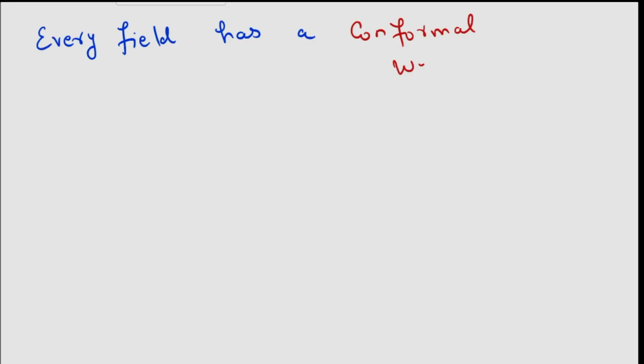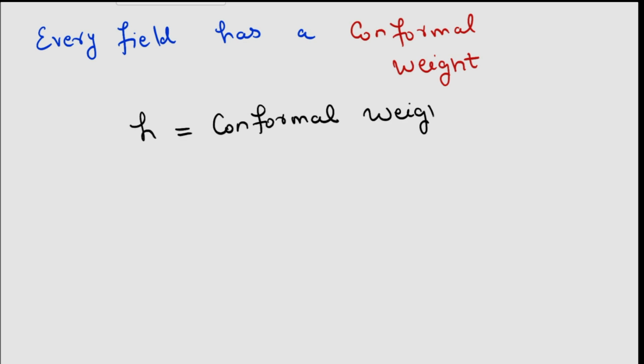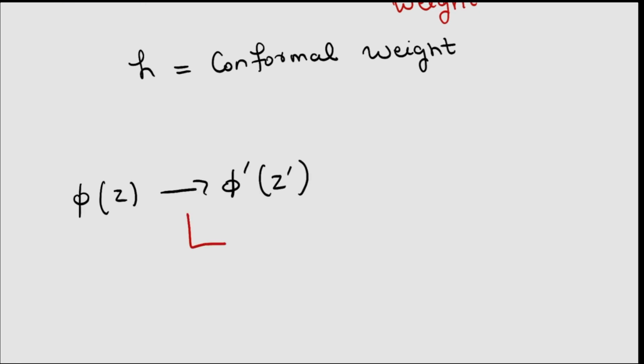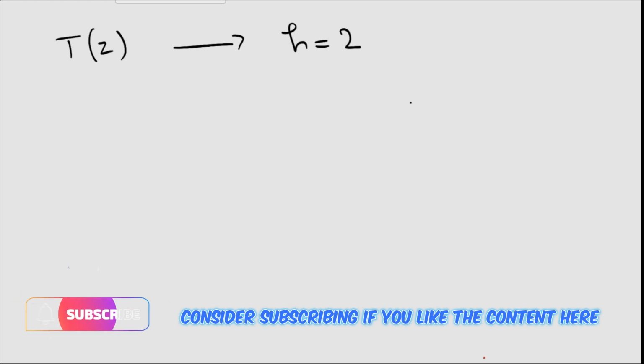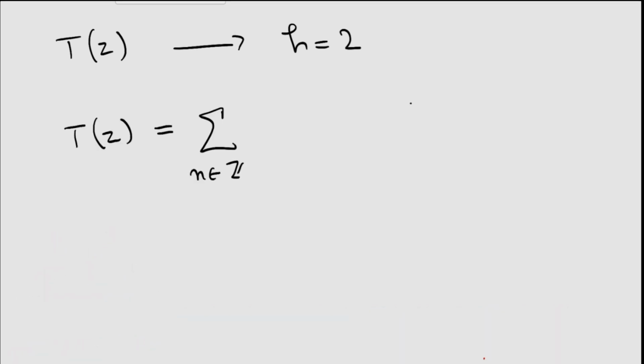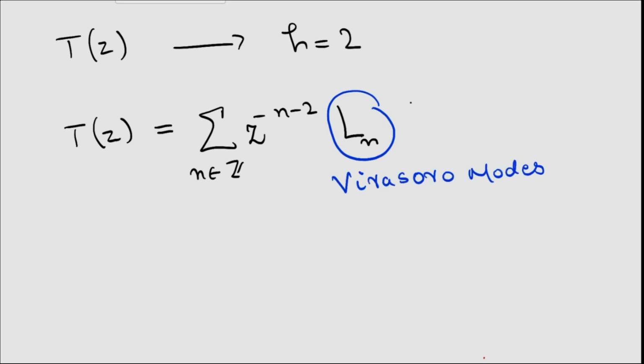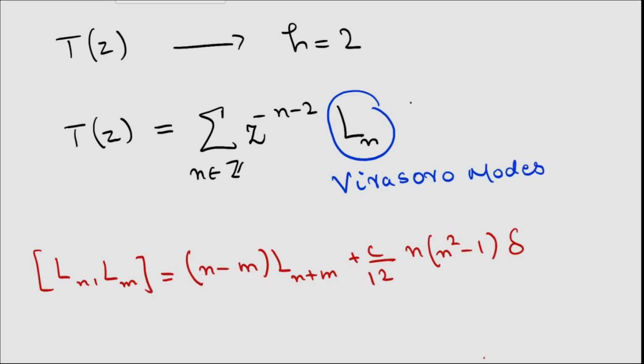Every field has a property called the conformal weight. It is just a number and is denoted by h. It dictates the way that field transforms under conformal transformations. It turns out that for T(z), h is equal to 2. The modes of T(z) are called the Virasoro modes, and the commutator of Virasoro modes is called the Virasoro algebra.